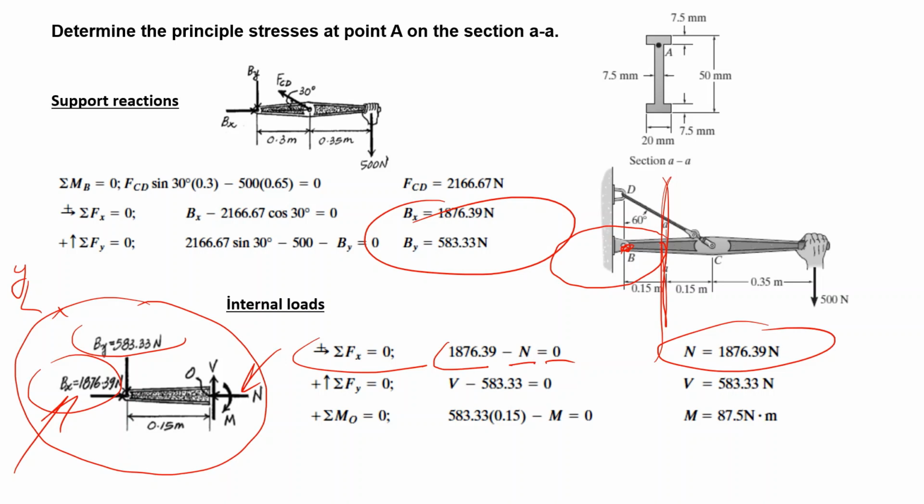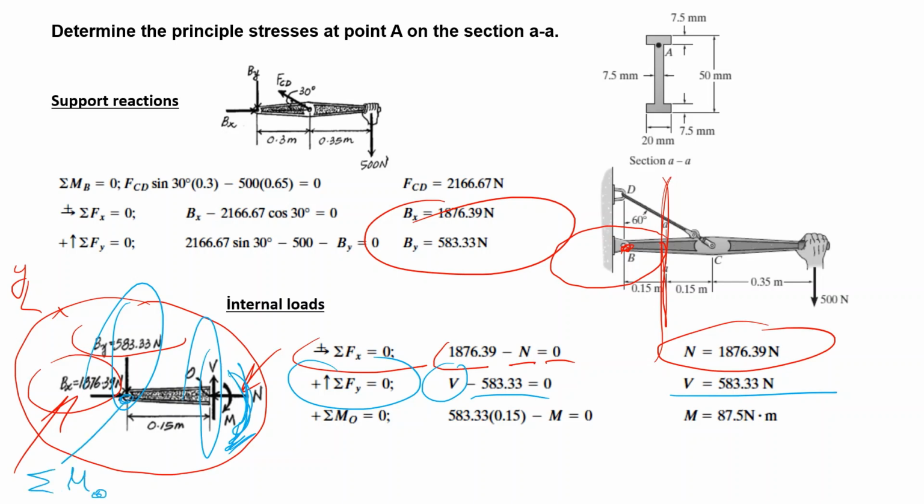Next, in the y direction, we have this force and we have this force. Here we have V minus 500 some, so V equals 583. The bending moment in this section can also be written by taking sigma M equal to 0, and here you have that M is 87.5 Newton meters. So these are my internal loadings in section AA.